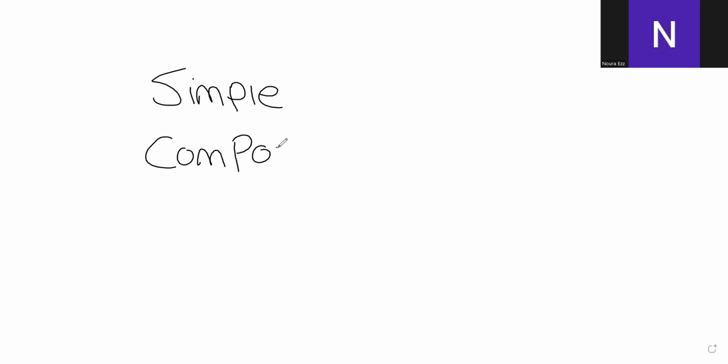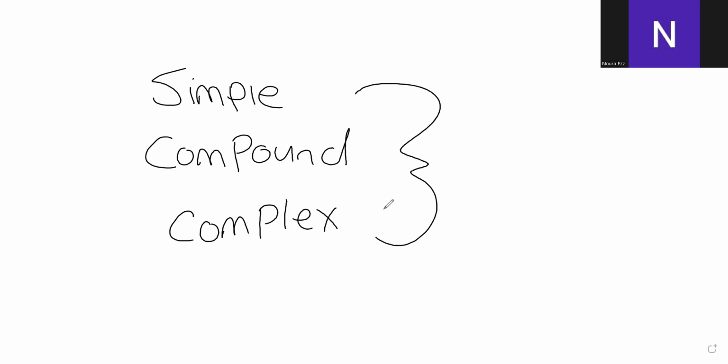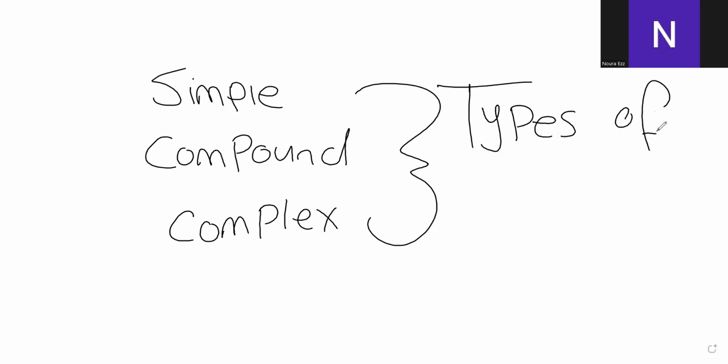We all know that we have three types of sentence structures, or three main types, which are simple, and compound, and complex. These are the types of sentence structure.